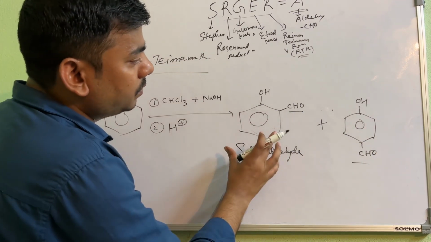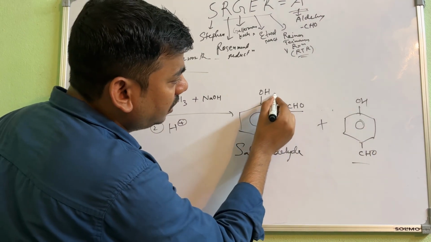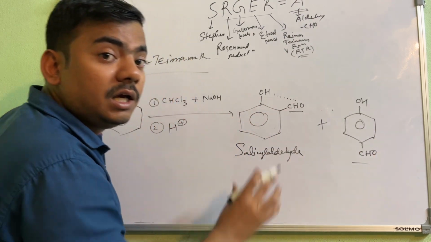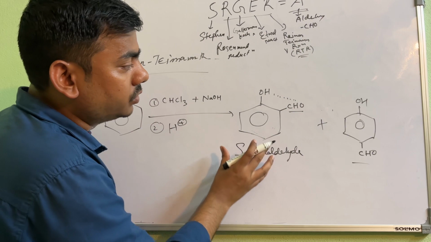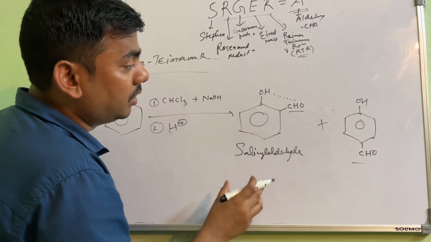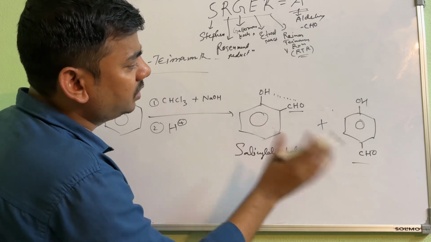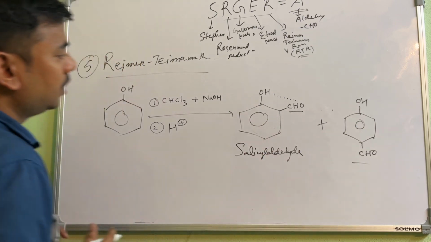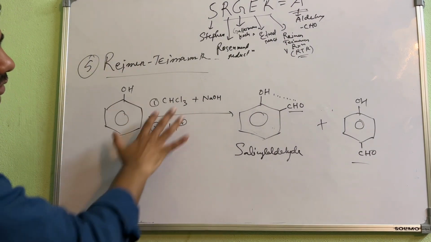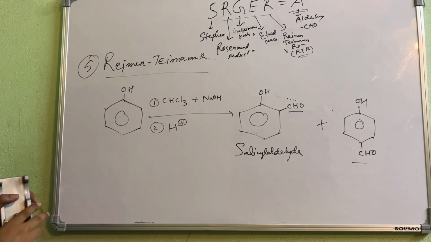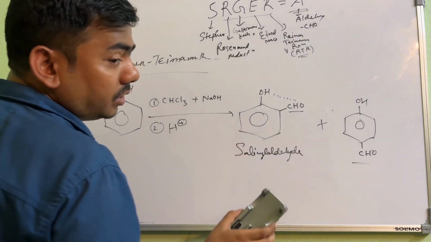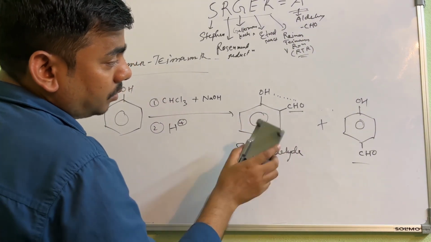From the ortho, intramolecular hydrogen bonding is going to be produced, and in the case of para, intermolecular hydrogen bonding will be produced. Since one is intra and this is inter, their melting points and boiling points will be different. Based on their boiling points, they will be separated. So this reaction you can write, and now I am going to write the detailed mechanism of this reaction, how it is produced and all these things. You can take a screenshot. This is very, very important. You always remember, in this case ortho is the major product.